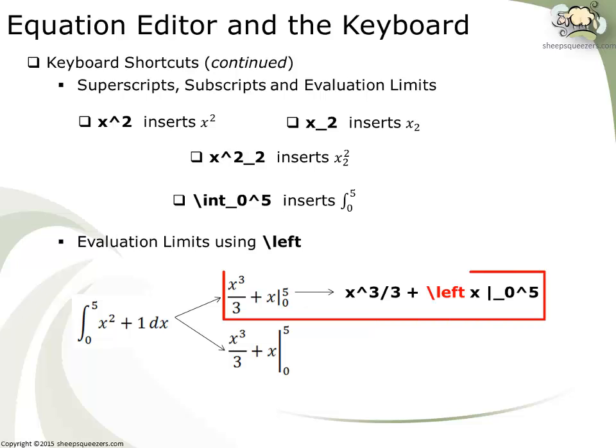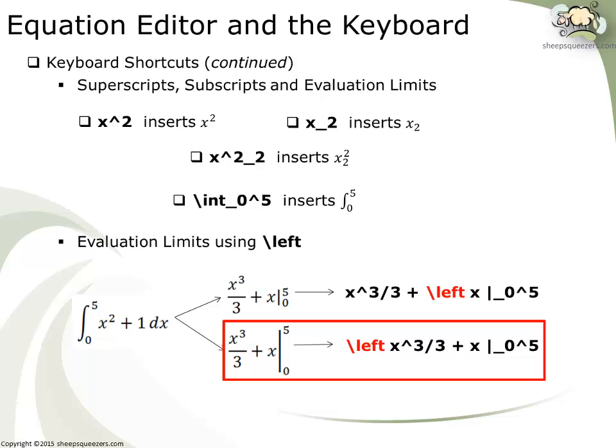Well, for the upper one, let's say you've entered in on the keyboard x caret 3 over 3, that gets you your x cubed over 3, plus, and you can enter in backslash left, followed by the space bar, then x, and then a vertical bar indicating the vertical bar evaluation limits. Then you follow by an underscore, followed by the number that will serve as the lower limit, the caret, and the number followed by the upper limit. And that will produce what you see on the upper branch.